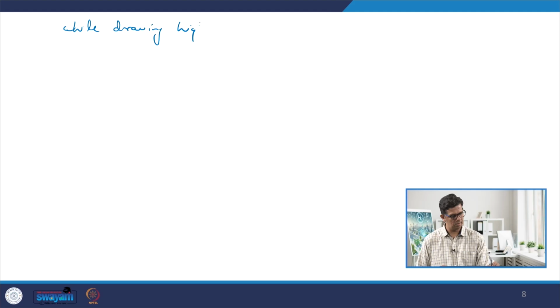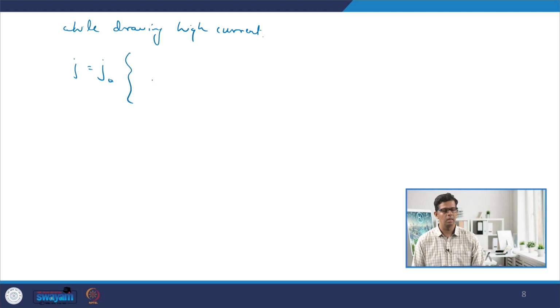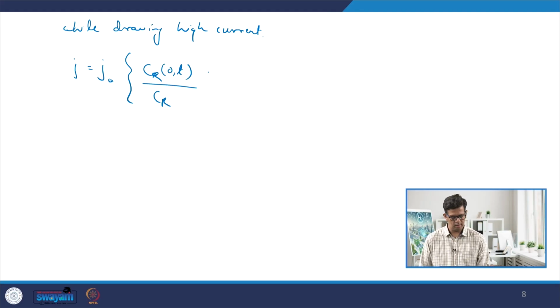So while drawing high current, we can write the same Butler-Volmer equation as J equals J naught, with only the forward current, and the term corresponding to the forward current will be dominating this difference. So that is basically CR 0T divided by CR, into e to the power 1 minus alpha NF eta by RT. This we have seen as CR star.